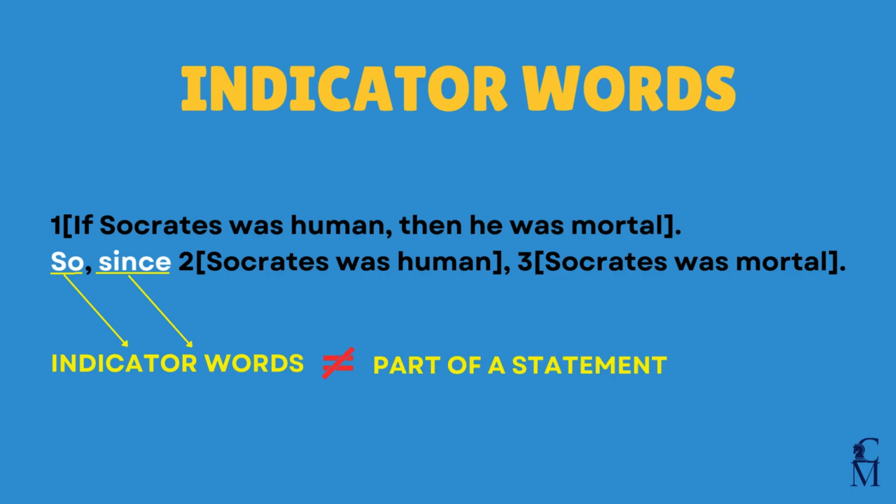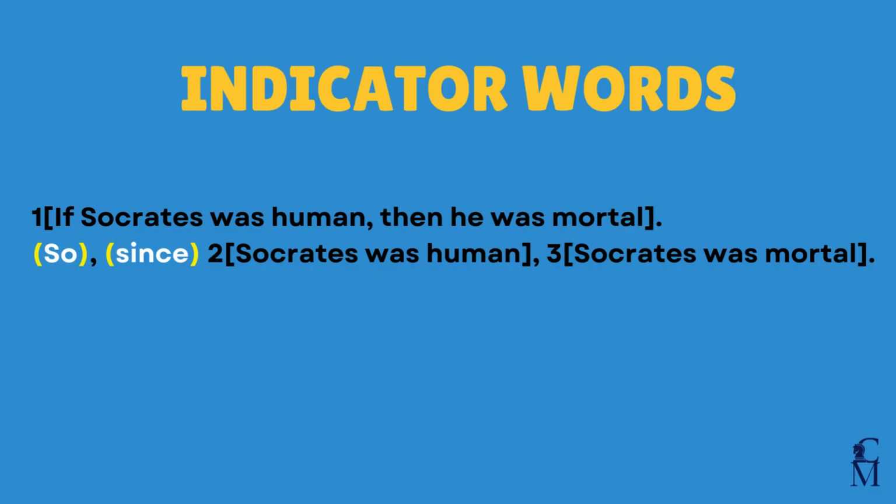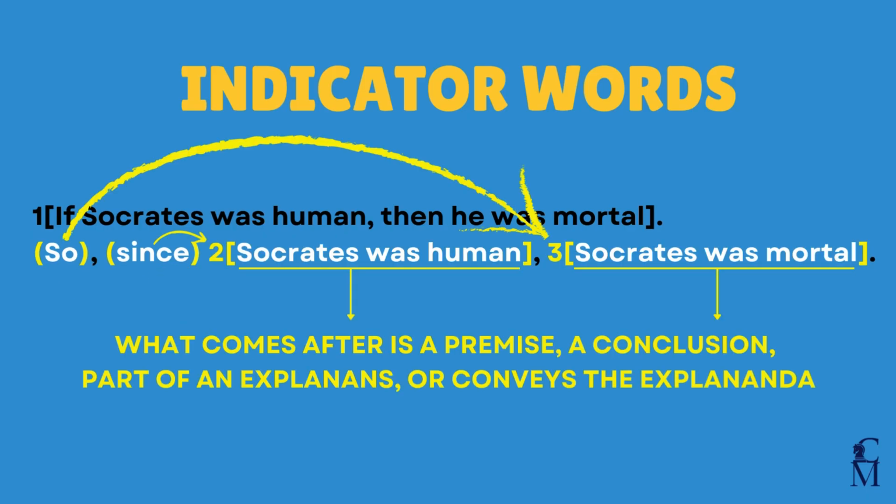Words like these are not considered to be a part of a statement, which is why they are always placed outside the statement brackets. Let's also go ahead and put each of them in parentheses to make it clear that they are not a part of a statement. Rather than being a part of a statement, indicator words instead tell us that a statement or statements that follow the indicator word will be something like a premise, conclusion, explainans, or convey the explananda.